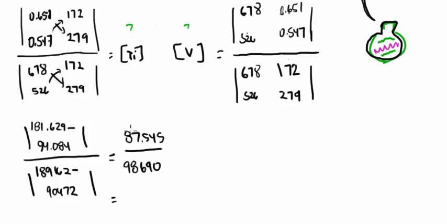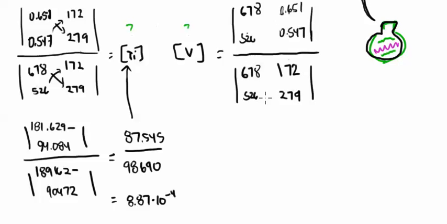You're going to get 98,690. So from this point, I can simply type in 87.545 divided by 98,690 and hit enter, and my concentration here is 8.87 times 10 to the negative fourth, and that represents the concentration of titanium. So that's how I would solve the matrix algebraically.